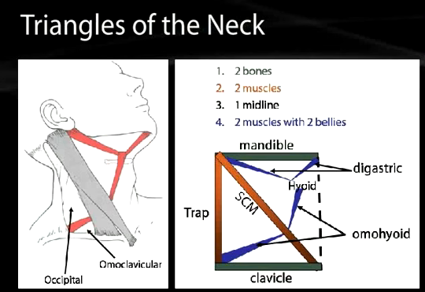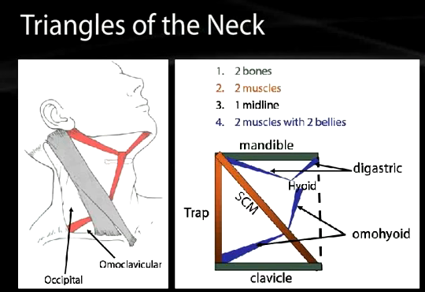A lot of people have trouble with the triangles of the neck because there are a lot of borders and a lot of muscles to remember. I like to think that if you can draw a rectangle with a hypotenuse across it, you can do the triangles of the neck. There are 2 bones, 2 muscles, a midline, and 2 muscles with 2 bellies to remember. The 2 bones we'll put in first, which are the mandible and the clavicle. Then we'll put a posterior muscle as the back border, which is the trapezius. We'll throw in a midline, and now we need to add a couple more structures to it.